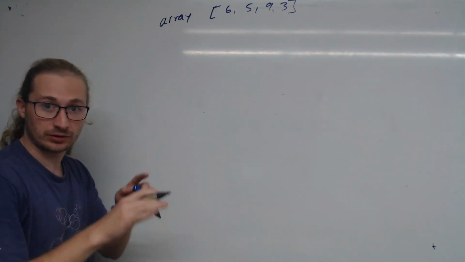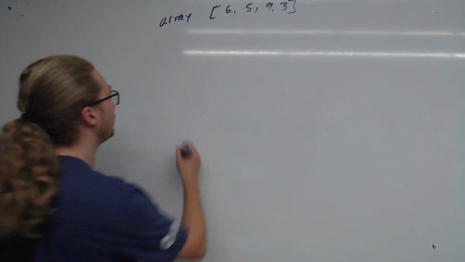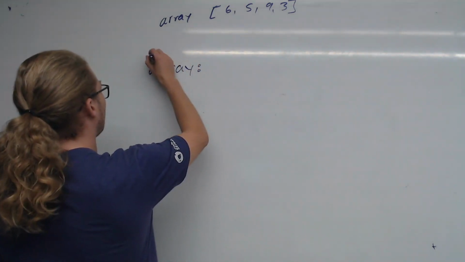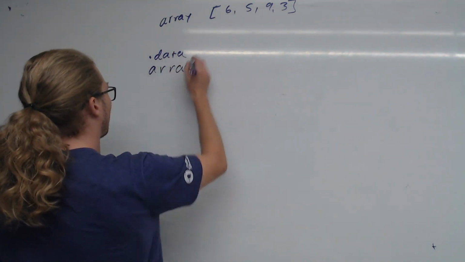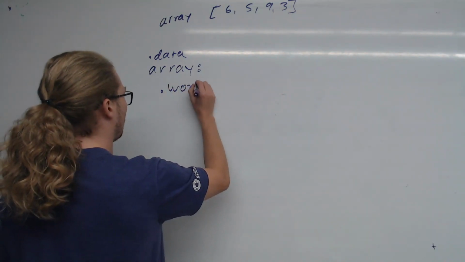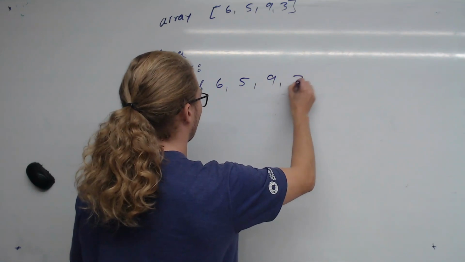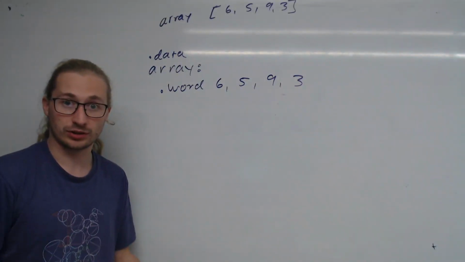I guess I would have to define a label. So we have label array. This would be in the .data section. And then I just write .word, and I shove those numbers in. 6, 5, 9, 3. And of course, what does this do in practice?